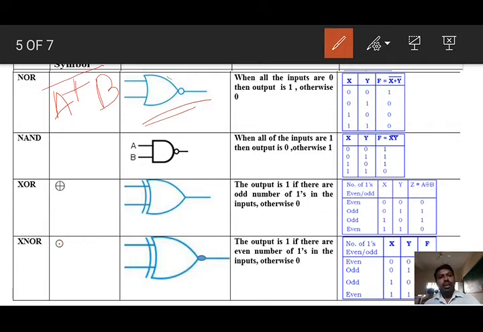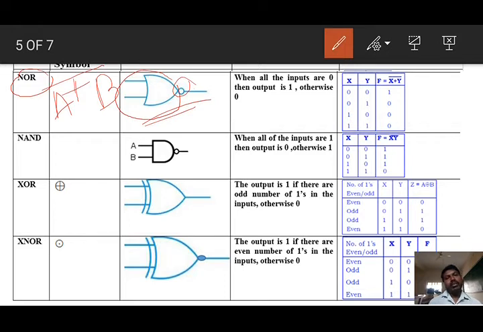You can see the first one is the OR gate symbol, then a small oval is present there. The oval indicates the NOT operation. We know the logic of the NOR gate is NOT plus OR. That means the OR gate is always followed by a NOT gate.